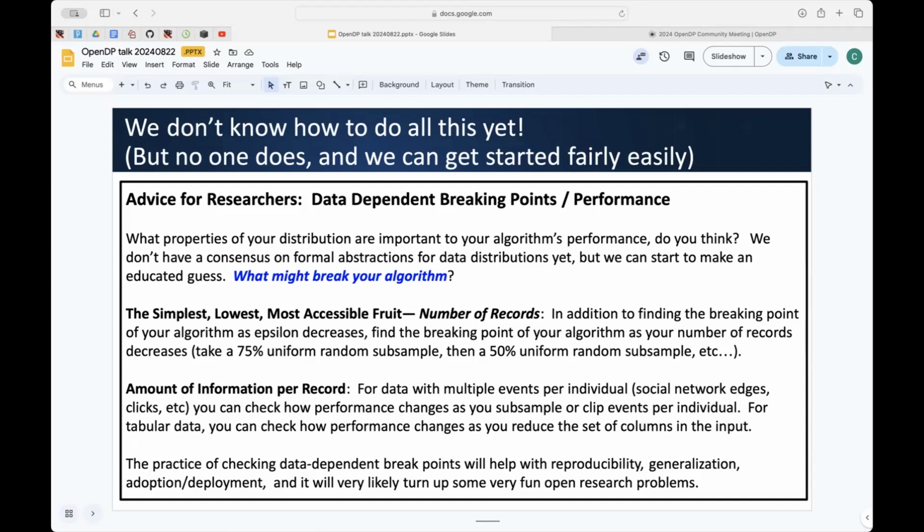But you can also look at the amount of information per record and synthetic data. You can look at changing the number of columns. You can look at how you subsample or clip individuals, events per individual, if you're looking at event data. Lots of things you can go look at. Okay, this will help with reproducibility, generalization, adoption, deployment. And also, I think it's going to be fun. I think it's going to have some neat opportunities for further research to push these boundaries.